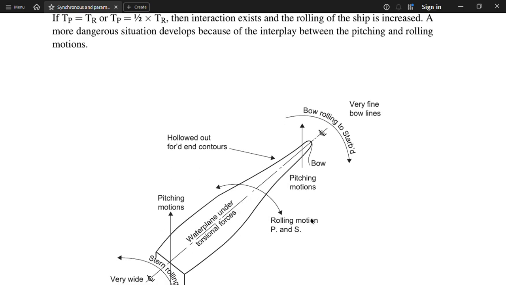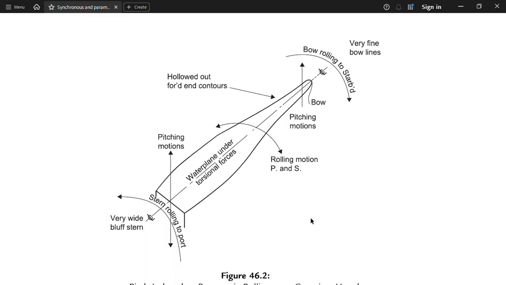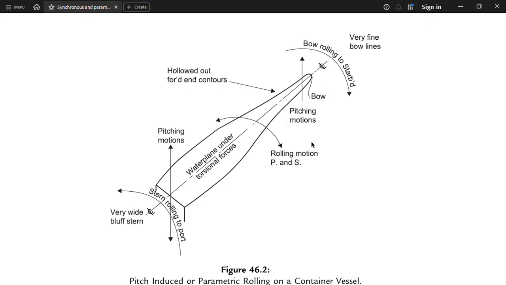Now the diagram that we were speaking about is this. You see the vessel. This is the rolling motion from port to starboard. This is the pitching motion. This is the stern part of the ship, and in pitching motion the ship will dip in and then come out. It has a very wide bluff stern because of this rolling motion from port to starboard. This is the pitching motion for the forward part. The bow will roll to starboard. It has hollowed out forward end contours, because it is a streamlined body with very fine bow lines. This is the diagram that we were speaking about.